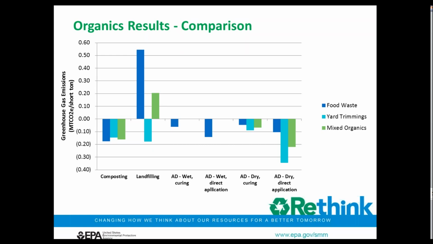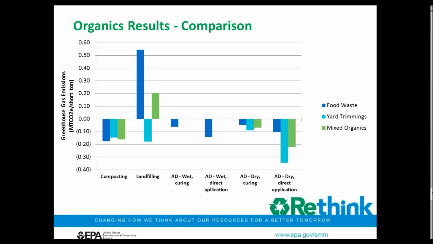So this chart presents the results for these different management practices for organics. Showed them all side by side with food waste, yard trimmings, and mixed organics shown where appropriate. The AD results that are shown here we've already previously presented, so just showing the other management practice options side by side. As you can see, composting is for some instances comparable to anaerobic digestion. Landfilling really does vary by the material you choose.